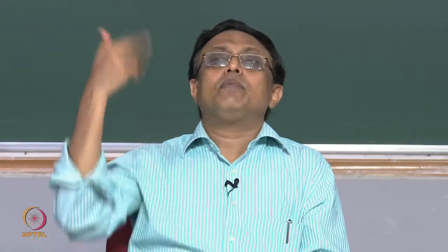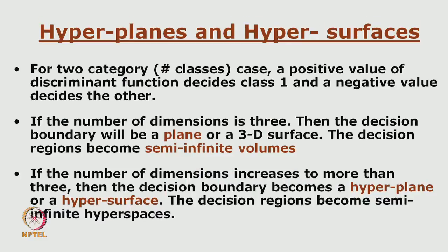If it is nonlinear, it will be a curve, a conic, a quadratic curve, let us say in 2D. It will be an arbitrary conical surface in 3D and hypersurfaces in higher dimension. So, just keep in mind, these are something to do with decision boundaries, so these are the terms which are given.